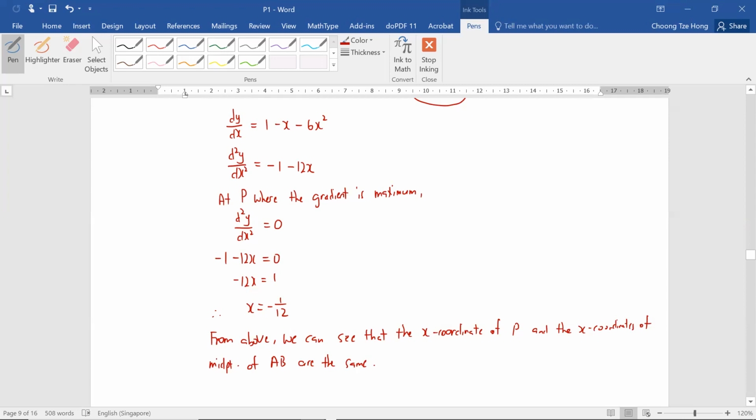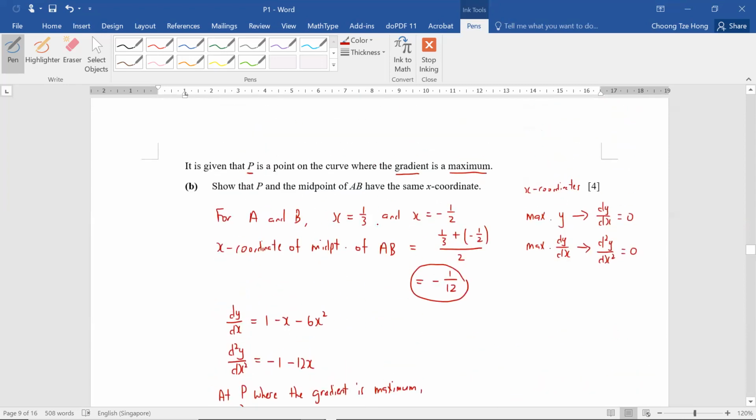All right. Okay, so not a difficult question. Just have to remember about this part. When the gradient is maximum, to find the x coordinate at the point when the gradient is maximum, you will go and find d2y/dx squared and then set it equal to 0.